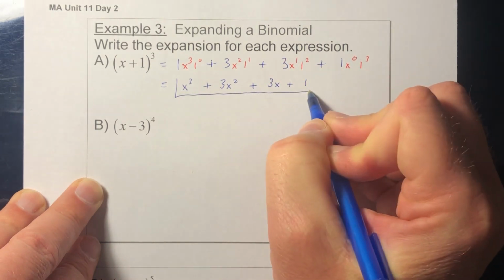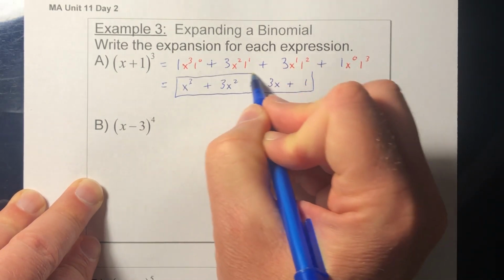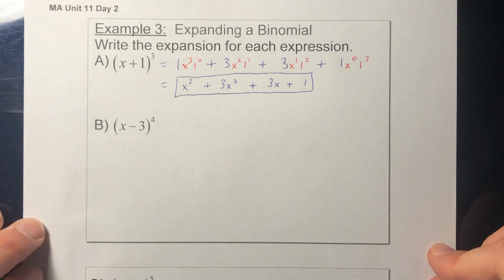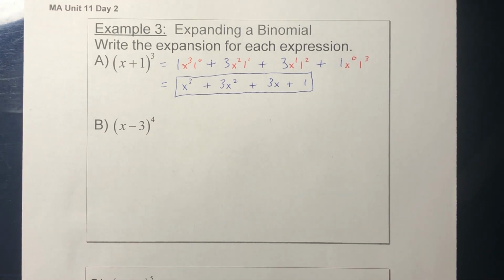So that's how you expand that binomial, using the binomial theorem, using our Pascal's triangle to help us out as well. Okay? That's a whole lot easier than taking x plus 1 times x plus 1 times x plus 1. All right? Now, the higher the exponent, the more time you're going to save doing it this way.